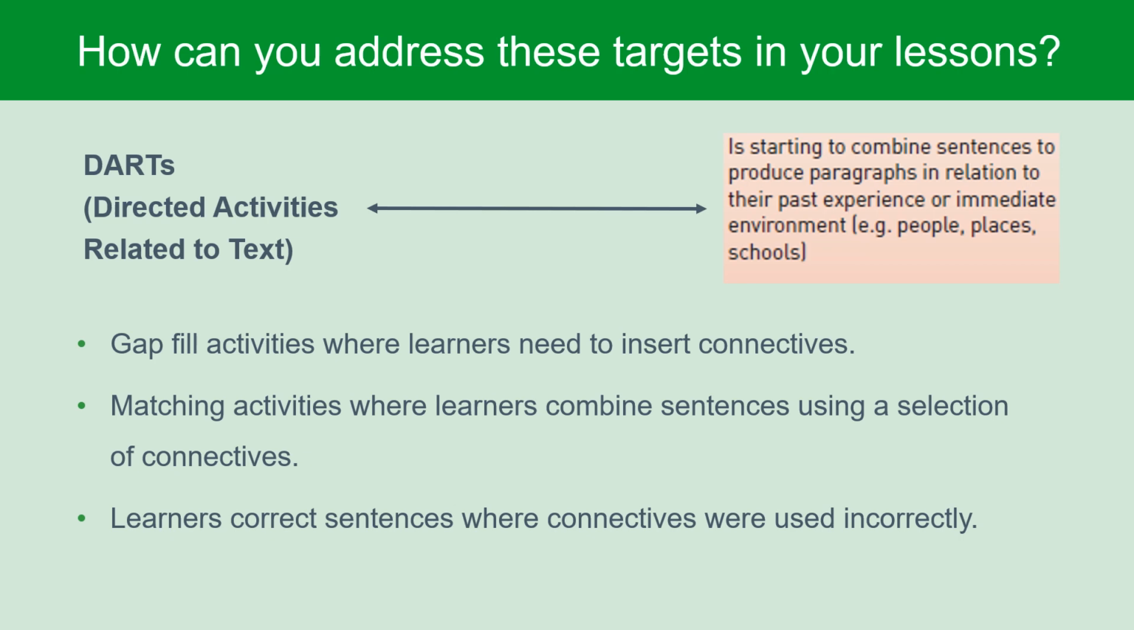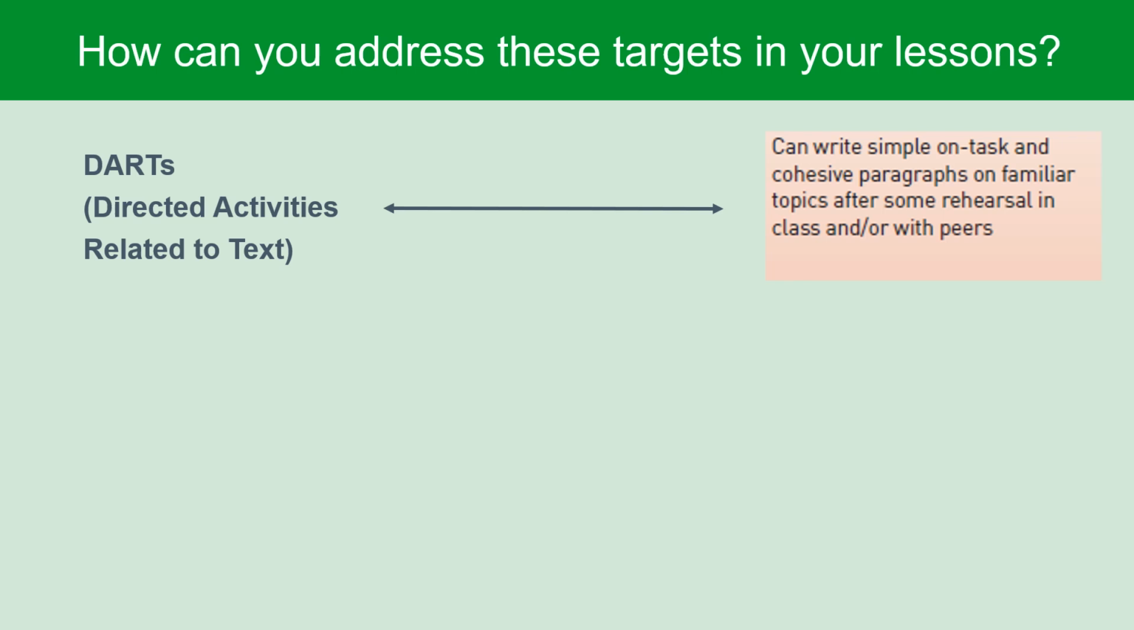All these activities are directed activities related to text, Dart activities that focus learners' attention explicitly on an aspect of language, in this case, connectives. Another Dart activity, this time to do with the descriptor B9, as it's specific to writing paragraphs rather than connecting sentences, can be providing learners with jumbled up paragraphs of a text. That is, whole paragraphs rather than individual sentences within them, and asking them to sequence the paragraphs in the right order. It focuses their attention on there being paragraphs in a text.